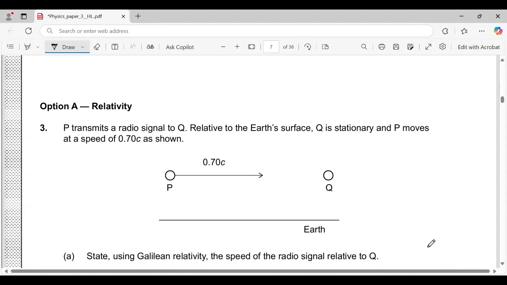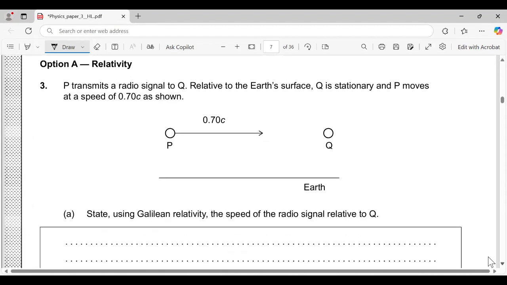P transmits a radio signal to Q relative to the Earth's surface. Q is stationary and P moves at a speed of 0.70 c as shown. State using Galilean relativity the speed of the radio signal relative to Q.